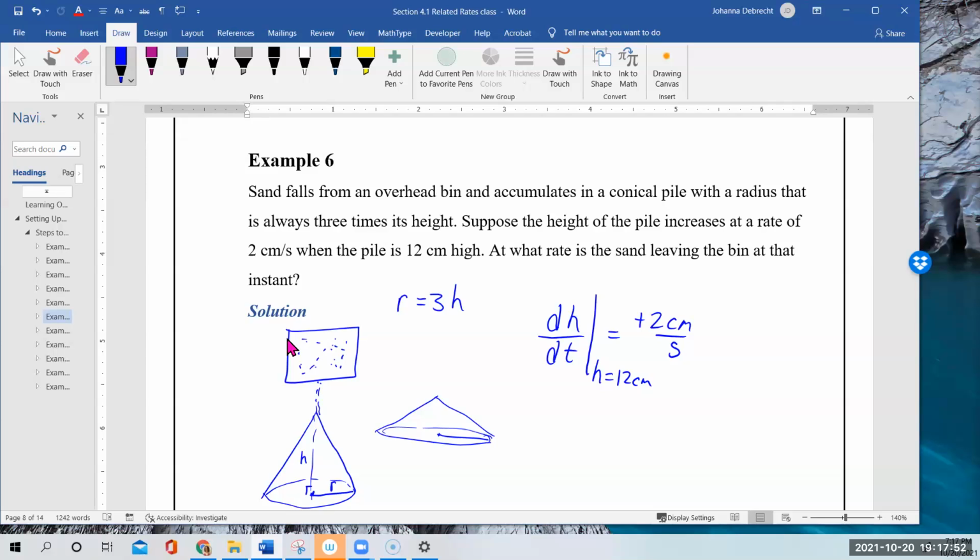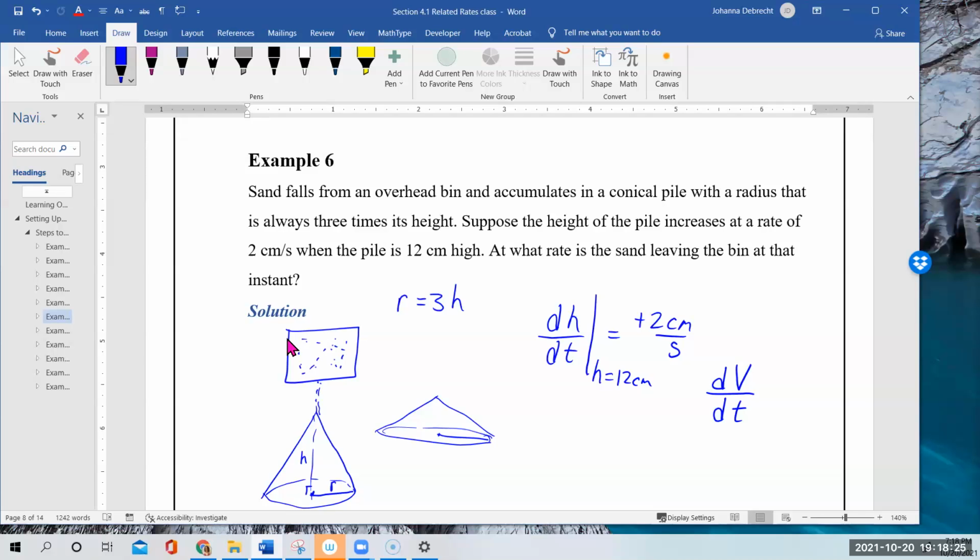So when it asks at what rate sand is leaving the bin, it's looking for the rate of change of the volume of sand with respect to time. And we're looking at the volume of the sand that's coming out. Now, what we're really looking at is the amount of sand that's piling up down below. If we're looking at the rate of change coming out of the bin, it should be negative. If we're looking at the rate of change piling up in the conical pile, it's getting bigger, so it should be positive.